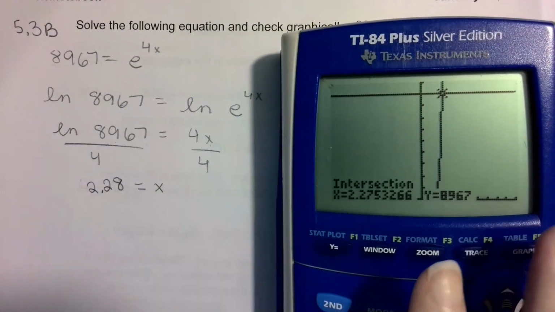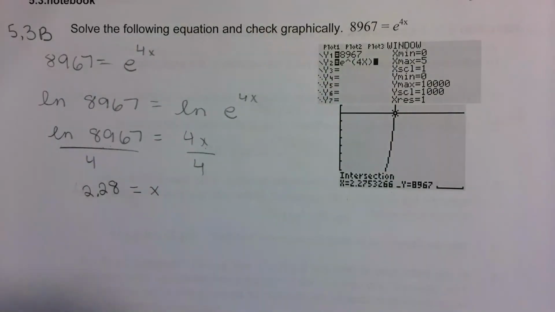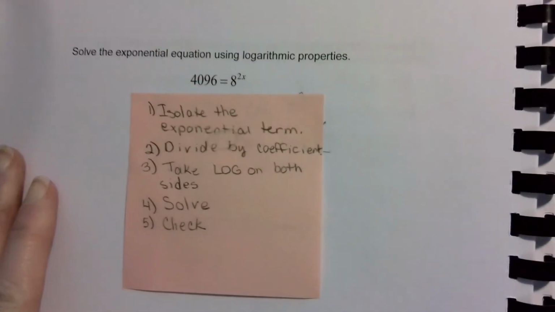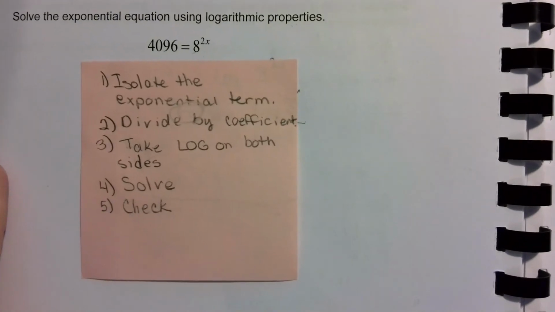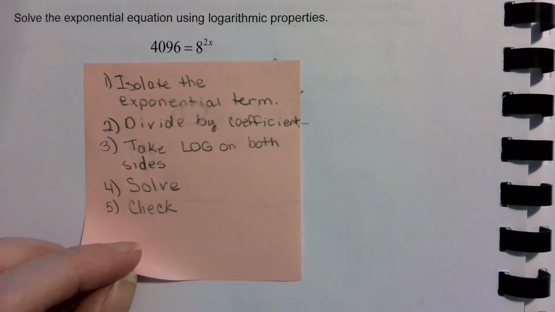Now let's look at one more problem. One more exponential equation to solve. Let's come down here and look at this one. Solve the exponential equation. I still have a big constant there. 4,096 equals 8 to the 2x power.